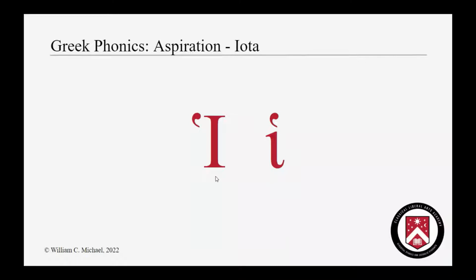Here we see the Greek vowel iota with breathing or aspiration. This will be read as he. And the lowercase likewise, he. We see the aspiration mark shaped like a C, and that tells us to add breath before we pronounce this vowel, he.